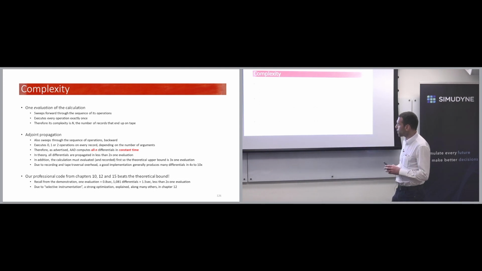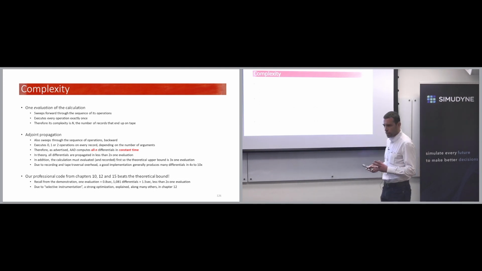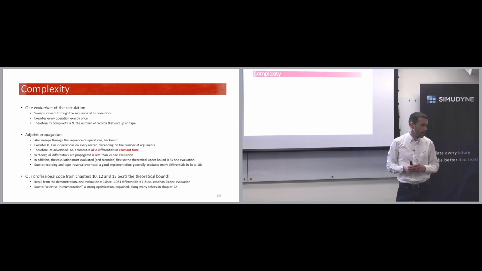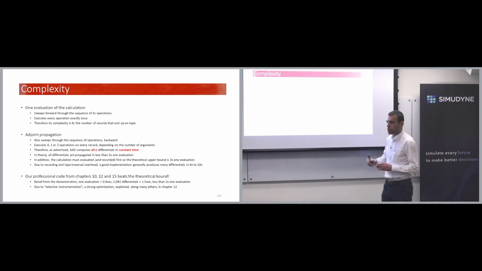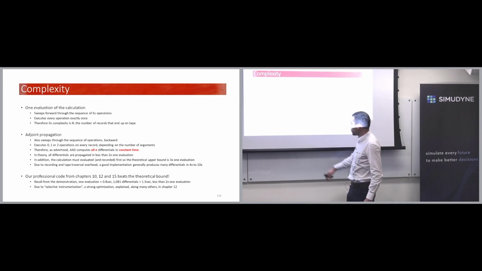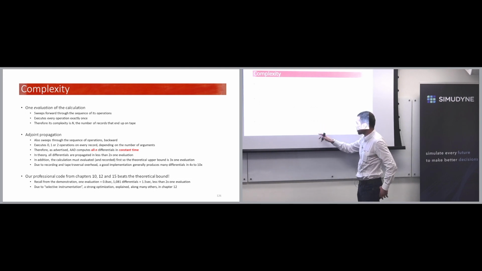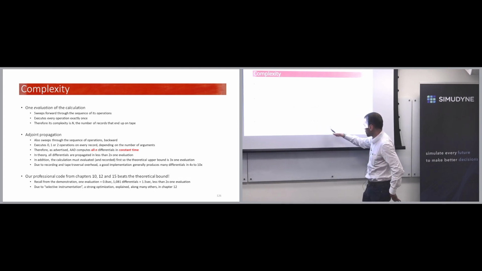Now you remember yesterday I gave you a demonstration, but that was not with toy code, that was with professional code. And one evaluation took 0.8 seconds. And to produce 1,000 differentials took 1.5 seconds. That's less than twice one evaluation.